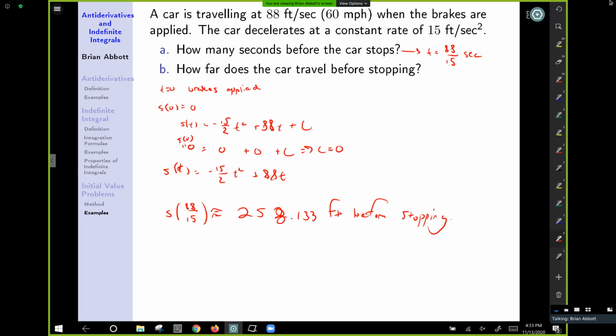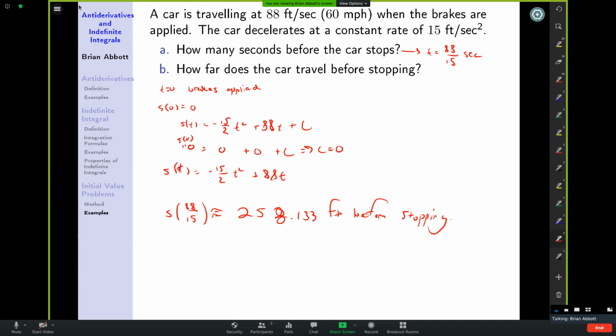That's it for an introduction to indefinite integrals, antiderivatives, and their application as initial value problems.